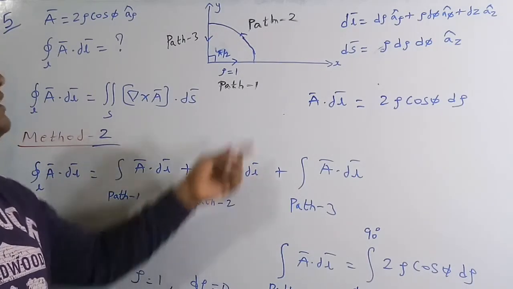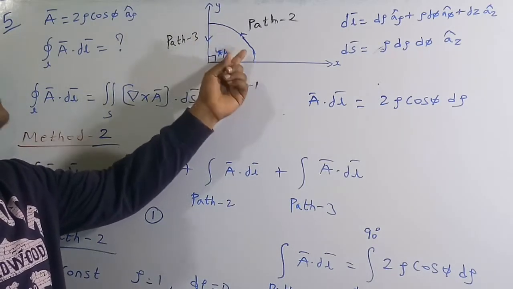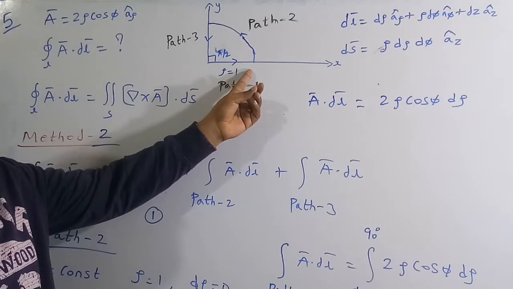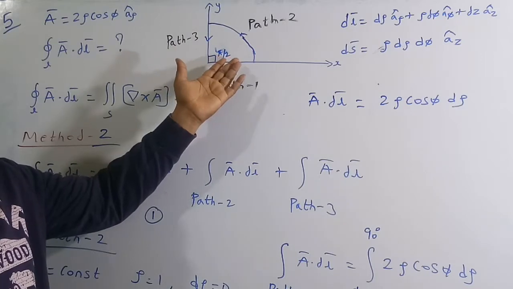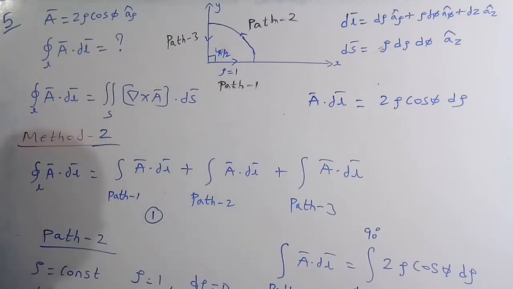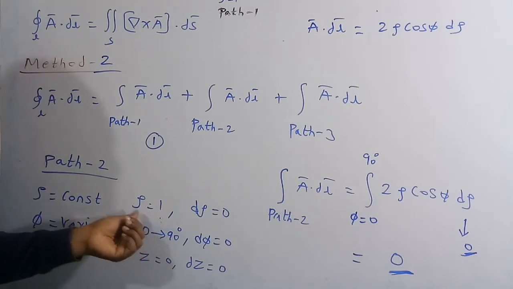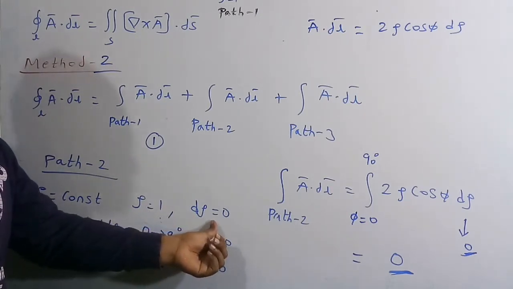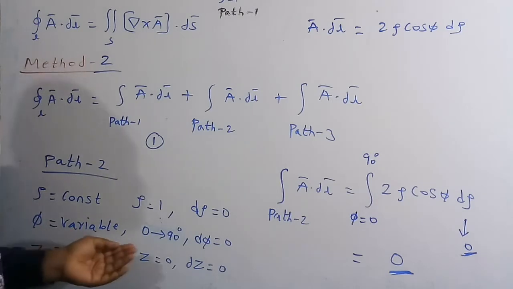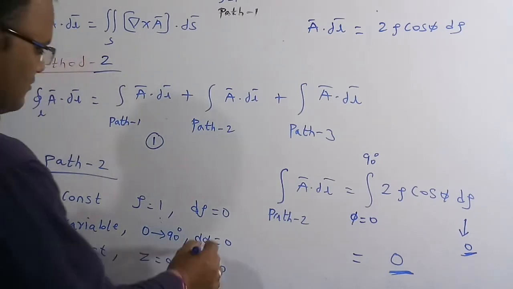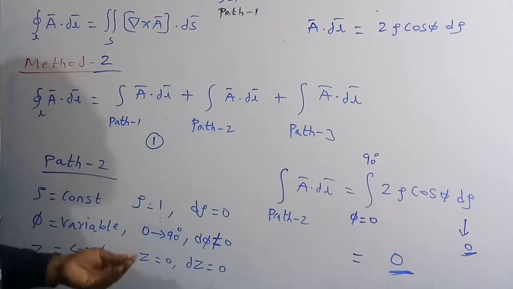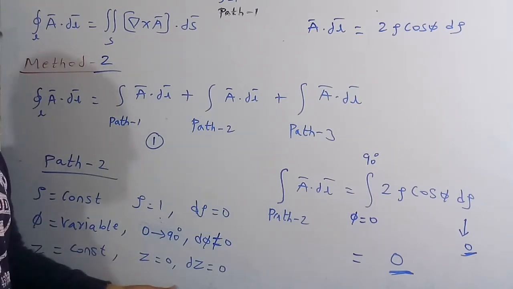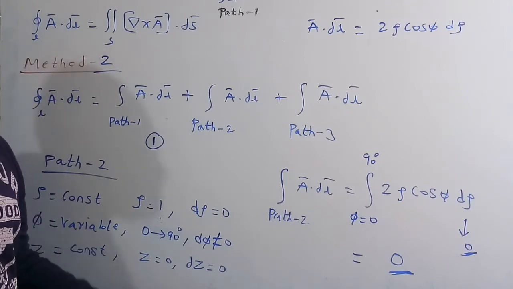So for path 2, this is the path 2. For this path 2, the radius is constant, which means rho is equal to 1. Here phi is changing from 0 degrees to pi by 2. The variables in path 2 are: rho is a constant value equal to 1, so the change in rho is 0. Phi is a variable because it is changing from 0 degrees to 90 degrees, so d phi is not equal to 0. Similarly z is a constant value because it is in the xy plane, so z is equal to 0 and dz is equal to 0. The change in z is 0 because it is a constant value.